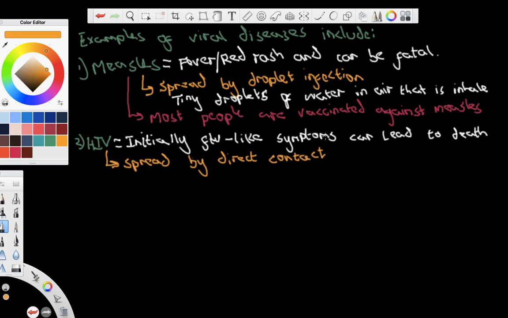What we mean by this is it can be things like sexual intercourse, or mainly when people who are injecting drugs share needles. So we can say here, via sexual contact and/or sharing of needles.